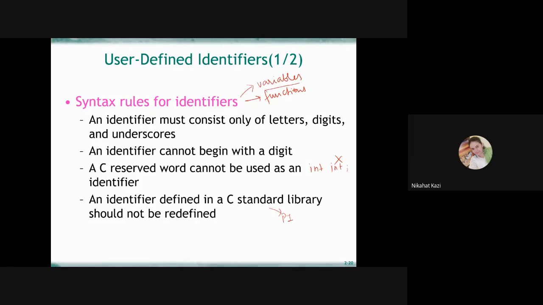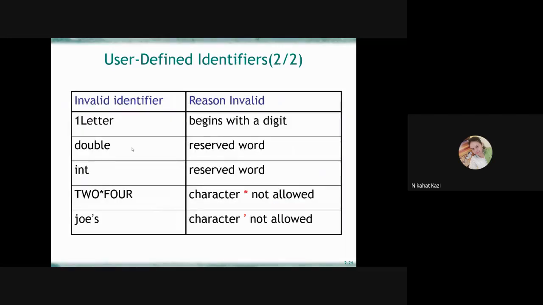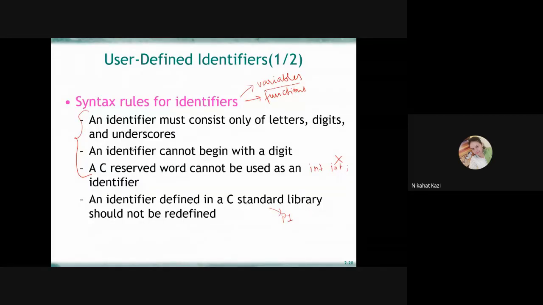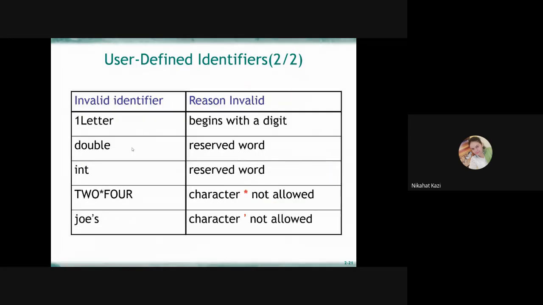But the first three apply to identifiers in general: letters, digits, underscores are allowed, special characters not allowed. It cannot begin with a digit. A reserved word cannot be used as an identifier. So these are the examples. These are all invalid, and the reasons are given on the right hand side. Just go through this. Are you getting all the five examples? Yes, ma'am.